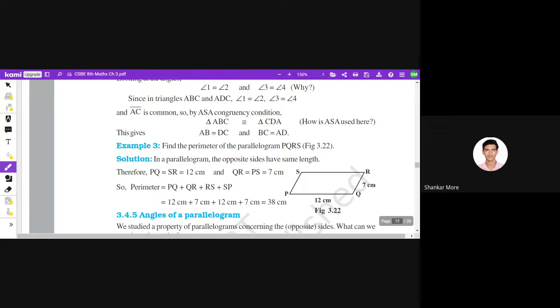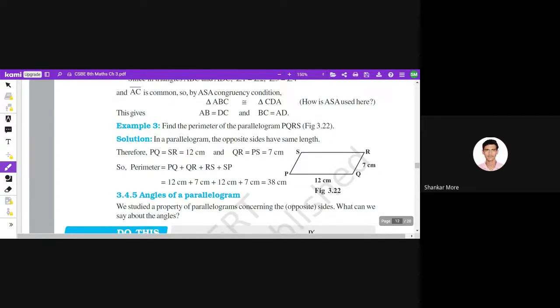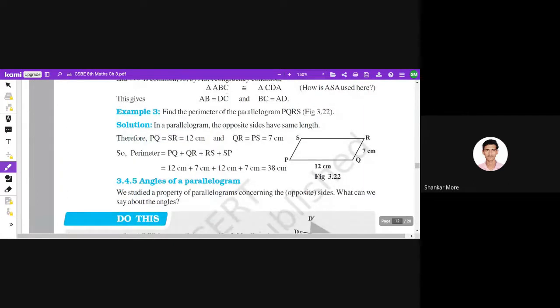Okay, thanks for confirming. ठीक है, now we will solve a problem based on this theorem. Find the perimeter of parallelogram PQRS. अभी यहाँ पे PQRS की हमें पेरीमीटर निकालना है, and we have only two sides here, that is PQ दिया है 12 सेंटीमीटर and QR दिया है 7 सेंटीमीटर.